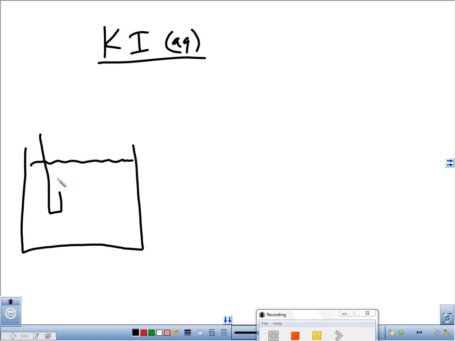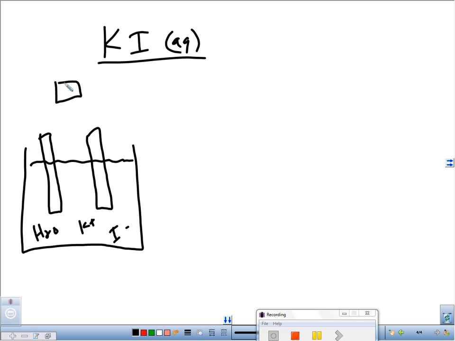Water and the KI. Same setup, but now we have water in here, K plus in here, I minus in here. Same setup, battery, negative, positive. So, we have different situations.